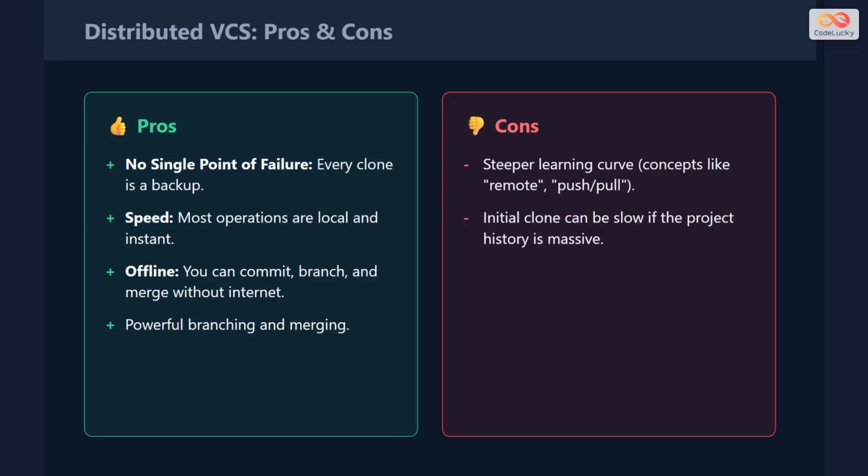The benefits are massive. Every clone is essentially a full backup of all the data. You can work completely offline, committing changes and creating branches without a network connection. It is incredibly fast because almost every operation is local. The only real downside is a slightly steeper learning curve for beginners, as you have to understand concepts like pushing and pulling changes.